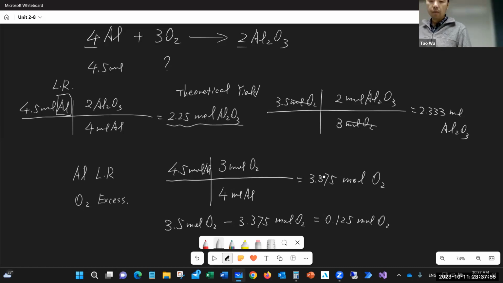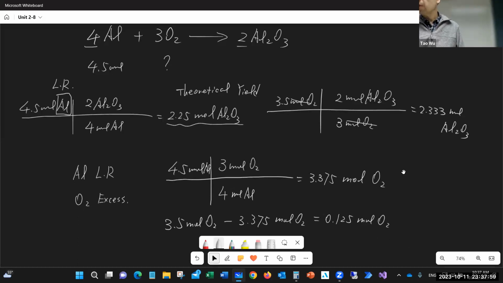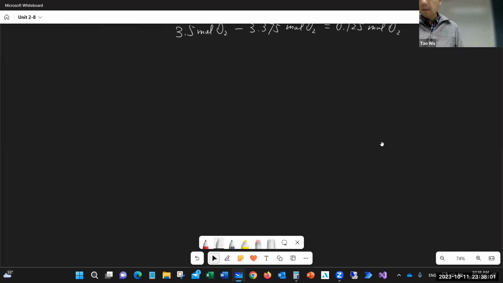Okay, so let's look at question number 8. This is a similar question, just like question number 7. So let's work on this one. We have 4 moles of gallium plus 3 moles of oxygen, then they're going to generate 2 moles of gallium oxide.